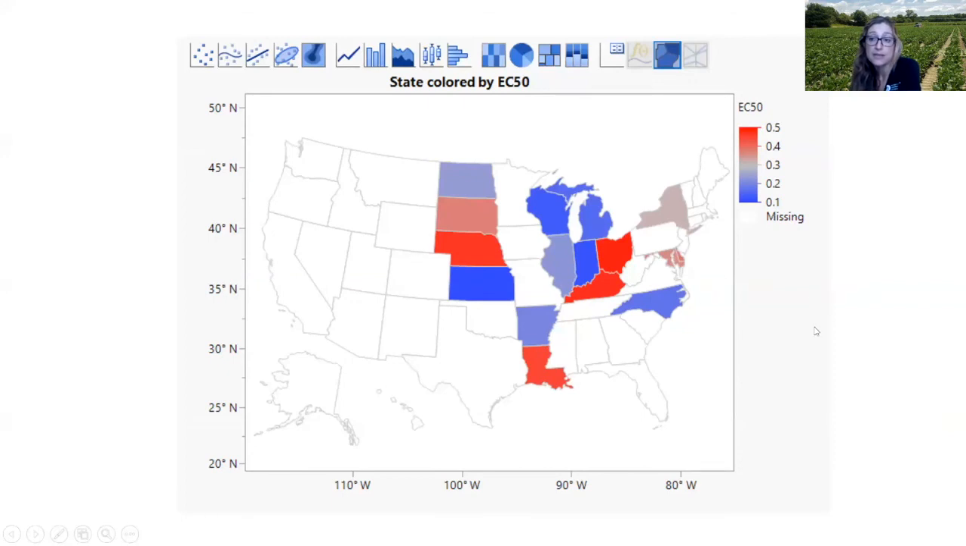And at the moment, we don't have any resistance that's been observed. Everything is sensitive. But there are some slight differences, and you can see that our Delaware and Maryland isolates kind of range in the middle. But again, everything is working as it should, and we haven't observed any resistance, which is great news so far.